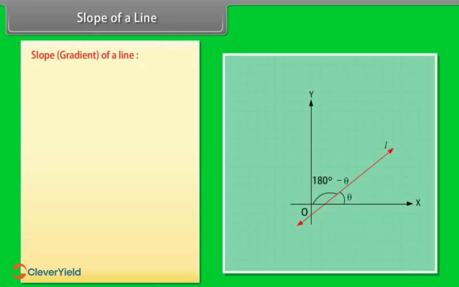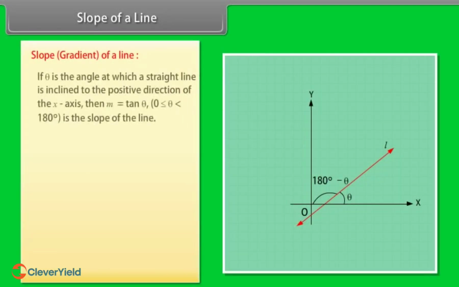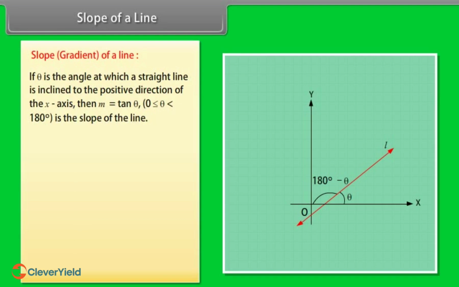Slope of a line. Slope or gradient of a line. If theta is the angle at which a straight line is inclined to the positive direction of x-axis, then m is equal to tan theta, where 0 is less than or equal to theta is less than 180 degrees, is the slope of the line. The slope of a line whose inclination is 90 degrees is not defined.